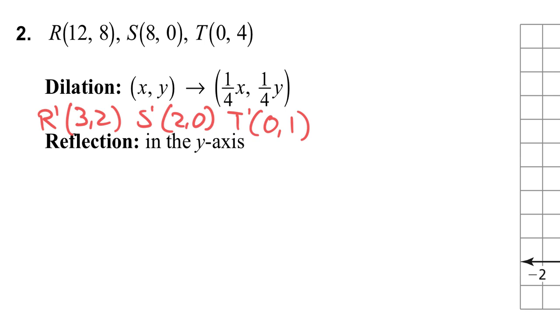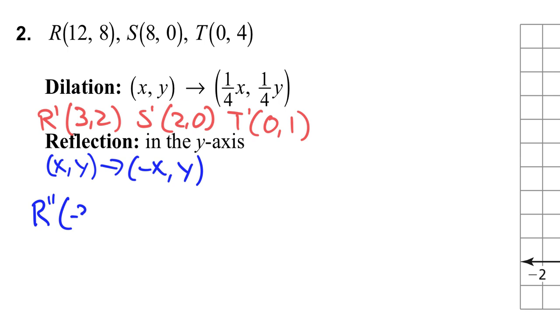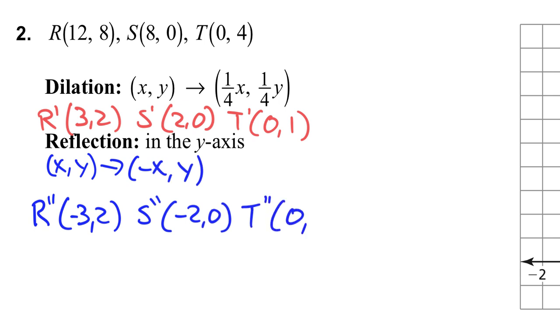And now let's do the reflection over the y-axis. A little reminder, that is where, when you take an ordered pair, the rule says you take your x and make it its opposite and keep the y the same. Therefore, R double prime is going to give me negative 3, comma positive 2. S double prime is going to give me negative 2, comma 0, and then T double prime is going to give me 0, comma 1.